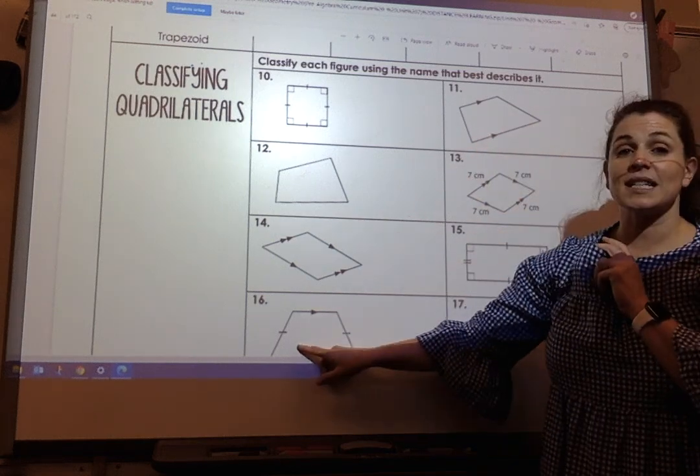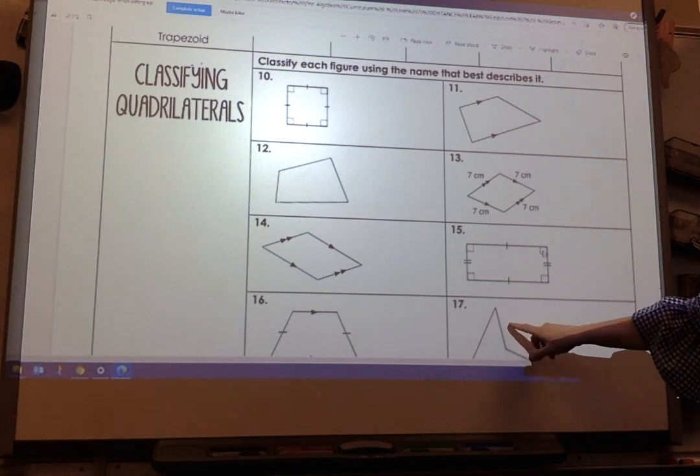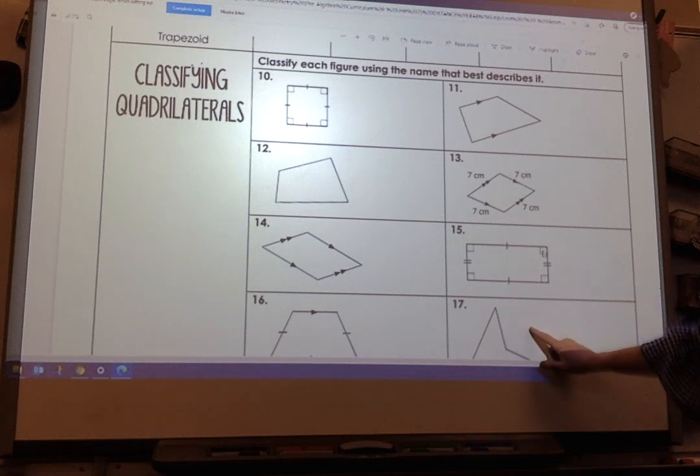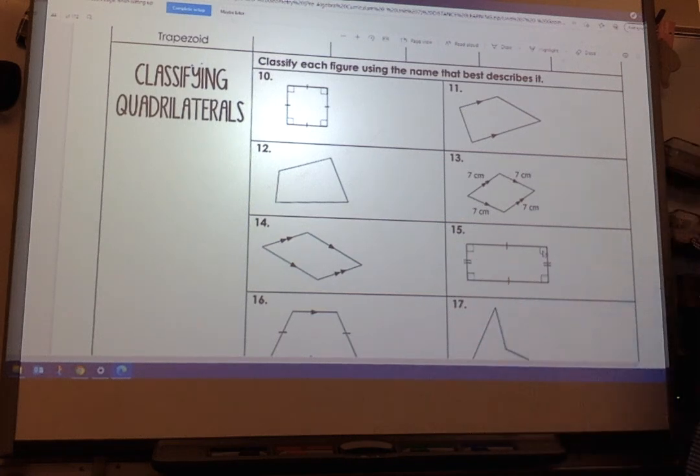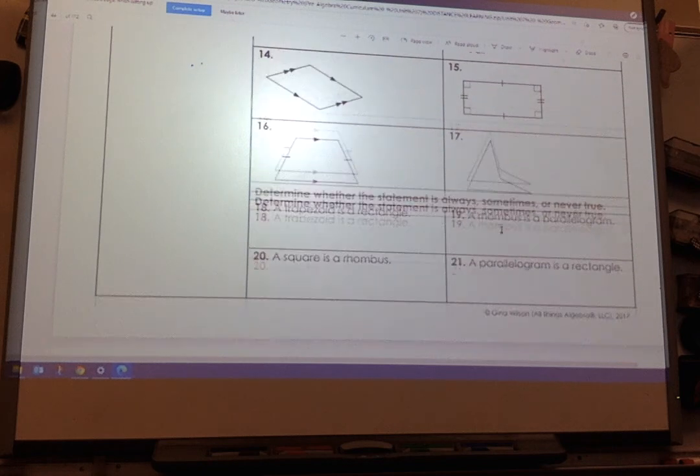Number 16 is an isosceles trapezoid. And then number 17 is a quadrilateral. It still has 4 sides. Even though it's a funny looking quadrilateral, it still has 4 sides.